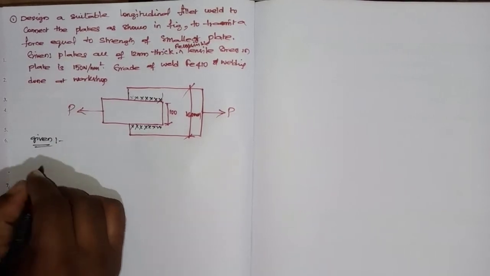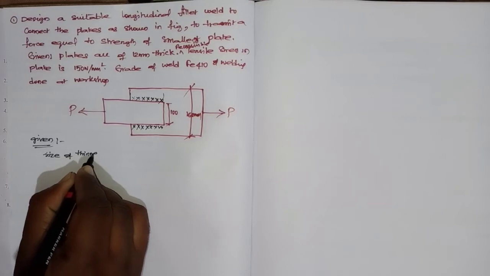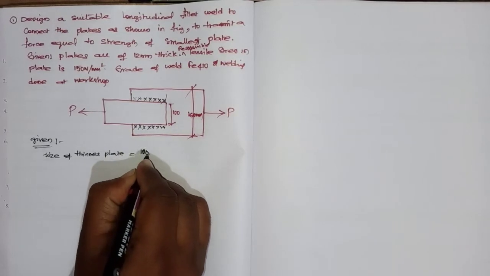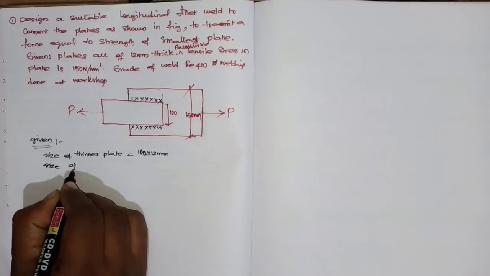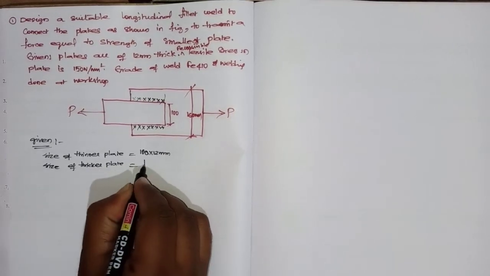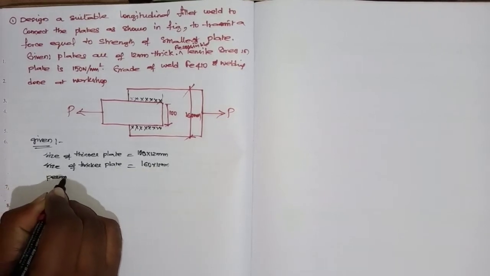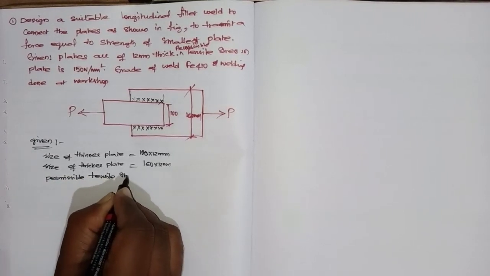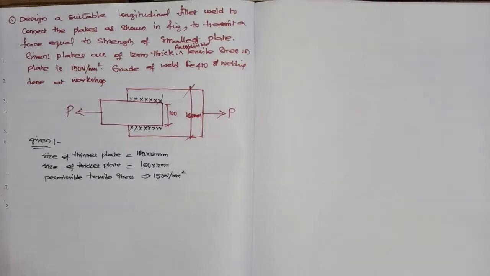So, given: size of thinner plate, how much is it? 100 by 12 mm. Next, size of thicker plate, which is 160 by 12 mm. Next, what is given? Permissible tensile stress of how much? 150 Newton per mm square.